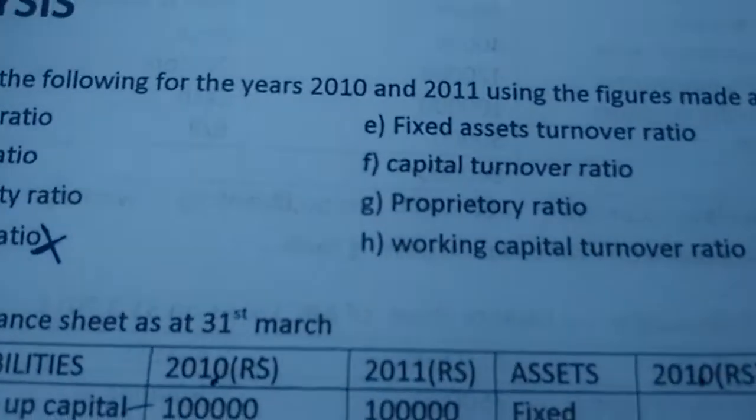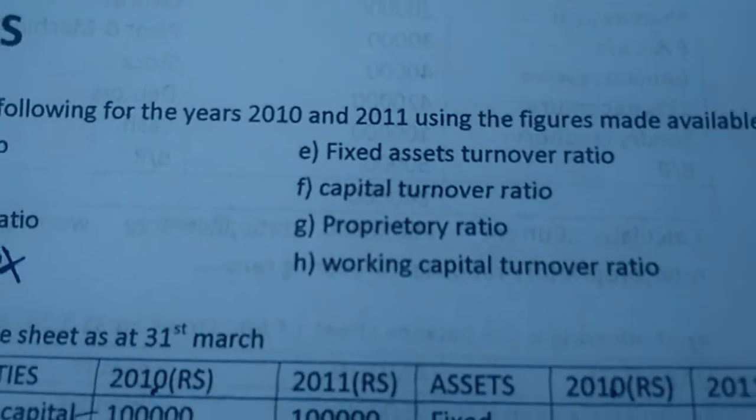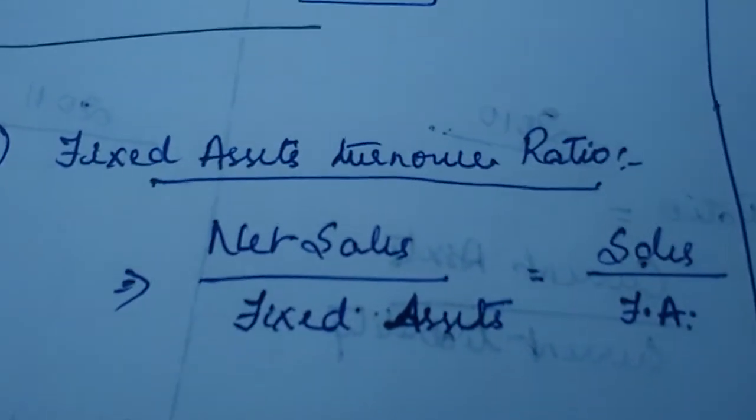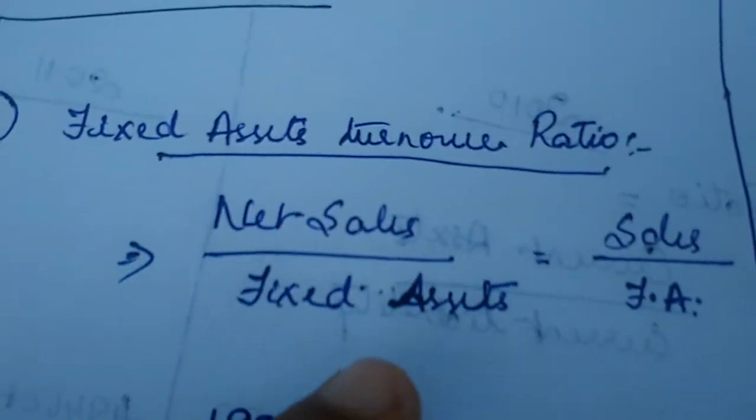Fourth, fixed asset turnover ratio. Turnover means sales. Sales divided by fixed asset.